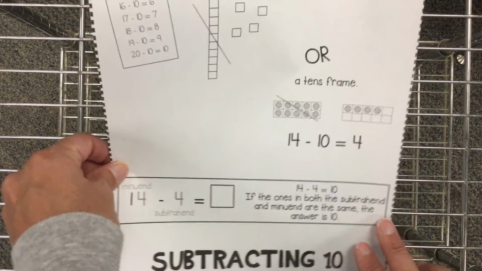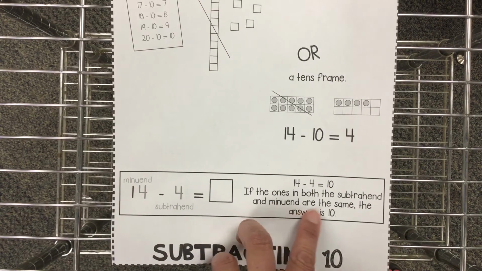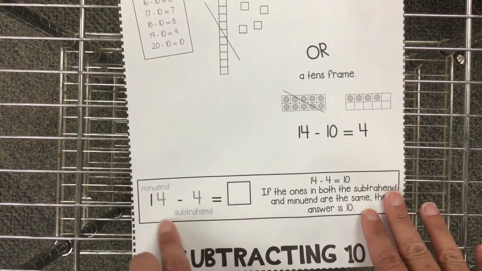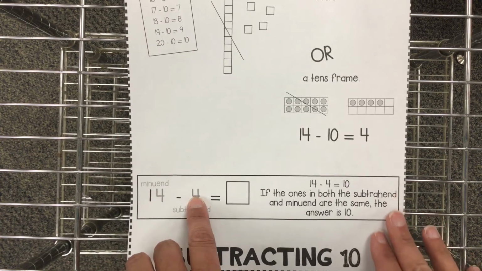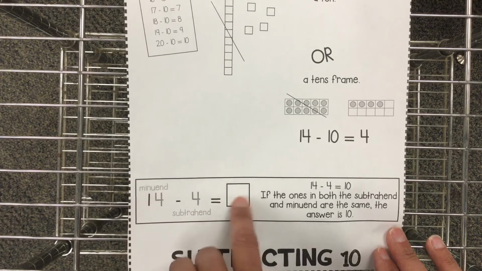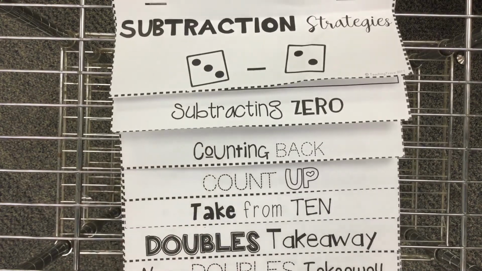So if we look, one more thing, if the ones in both the subtrahend and minuend are the same, then the answer is 10. So again, if you look, 14 minus 4, if the ones and the subtrahend are the same, then you know that the answer is just going to be 10. All right, so what I'd like you to do is you are going to be given this sort.